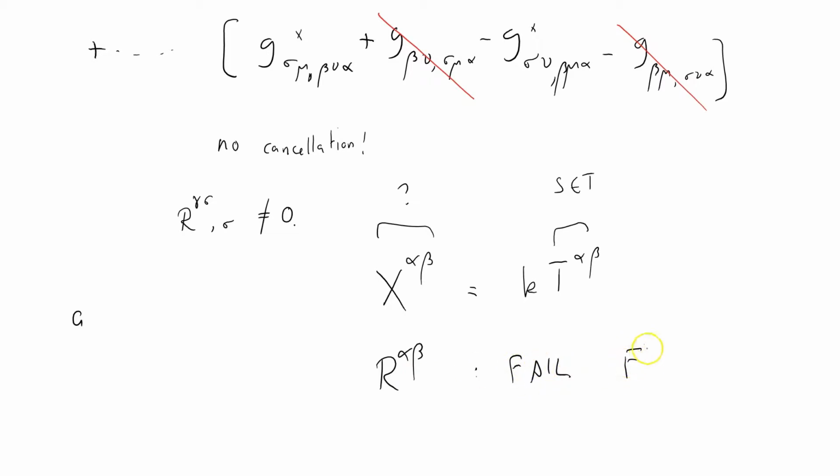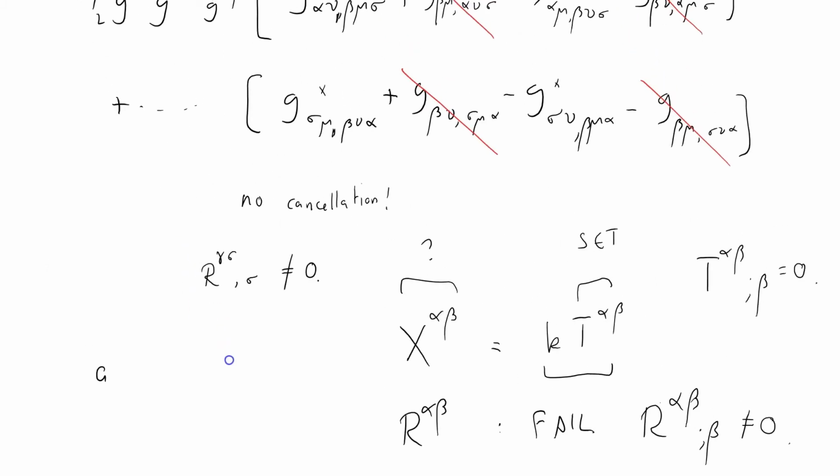This was a fail because the divergence of it was not equal to 0, and the divergence of the right-hand side should be equal to 0 because we know that this equation holds identically.